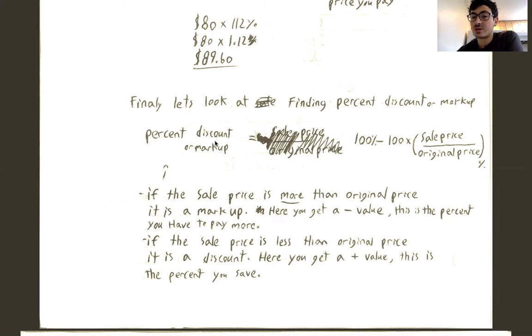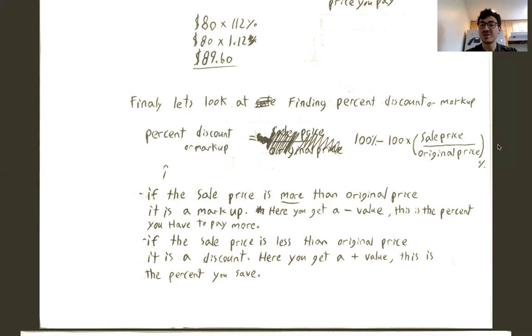So the percent markup or discount is going to be 100% minus 100 times the sale price divided by the original price. And that's going to be the percent. So we multiply by 100 here so that instead of getting it in decimal form, we're going to get it in percent form. So 100% minus 100 times the sale price divided by the original price. And that is going to be a percent as well.